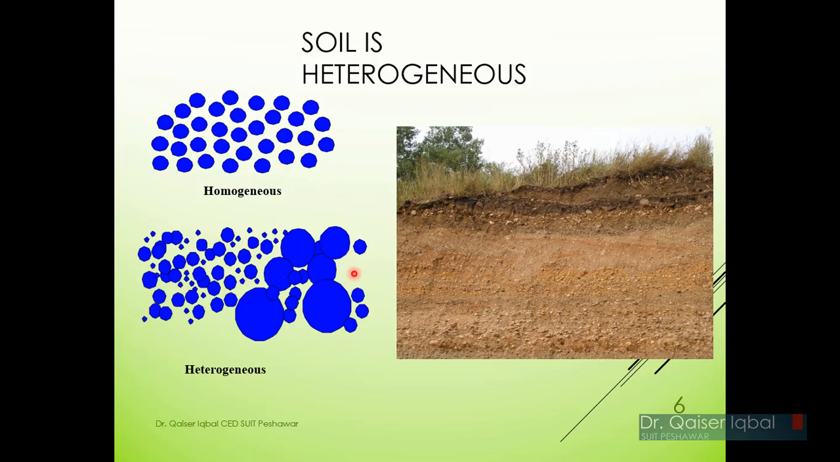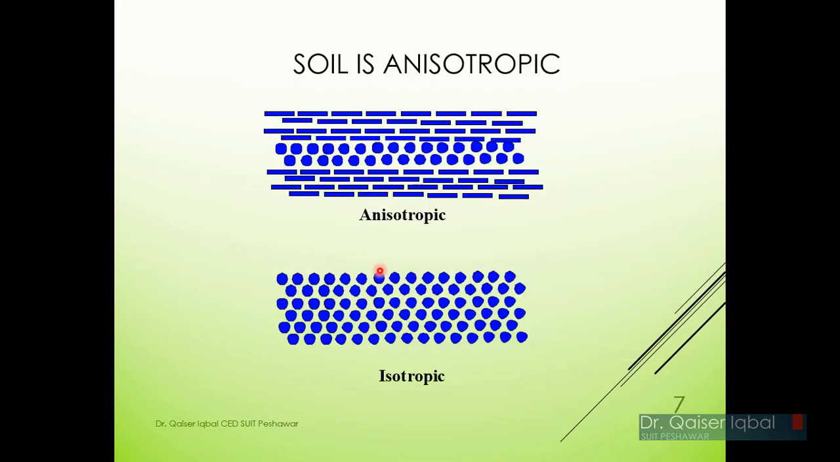All different shapes and sizes are mixed together, which you can see over here. In the soil you can see some larger particles, some very small particles, some medium particles, then some larger particles. Unlike other materials, like steel, which is more or less the same when you look at it, soil is heterogeneous. It is made of particles of different shapes and sizes. Secondly, soil is anisotropic.